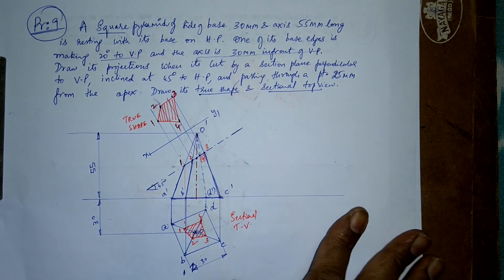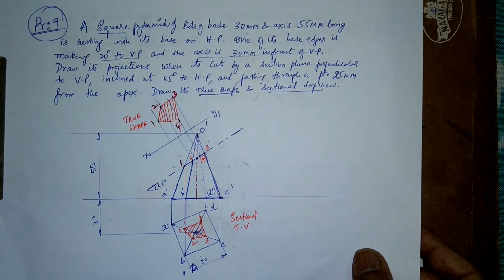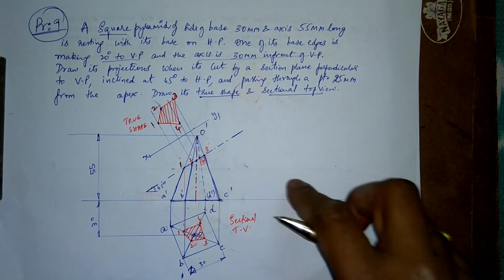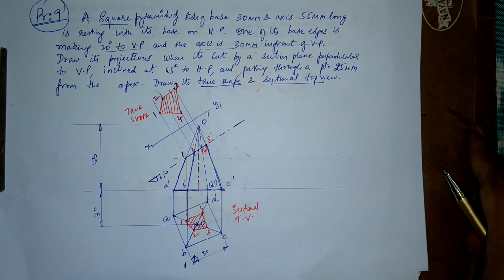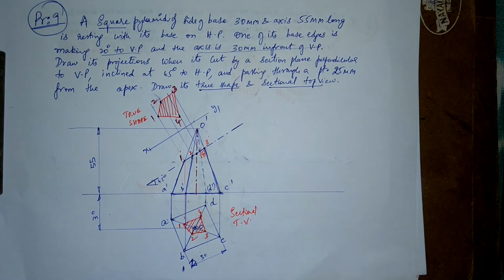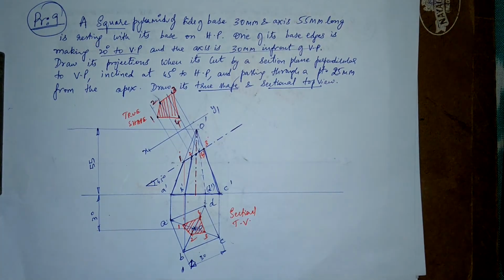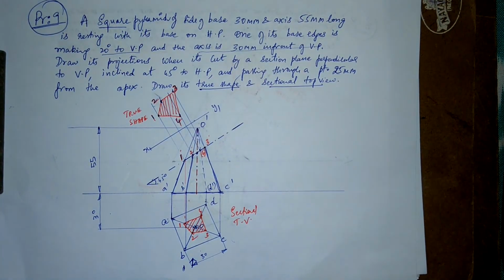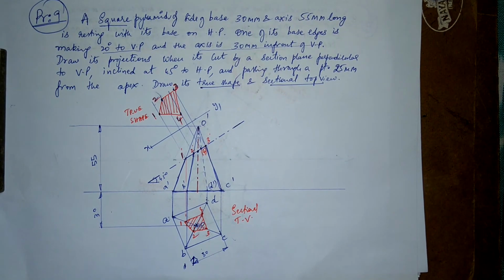So let's go to the next question. So here, if I have to ask a question for you guys, is there any true slant length seen in the front view? Is any of the OA, OB, OC and OD lines, is any of that line a true slant length? Can you say, anybody?